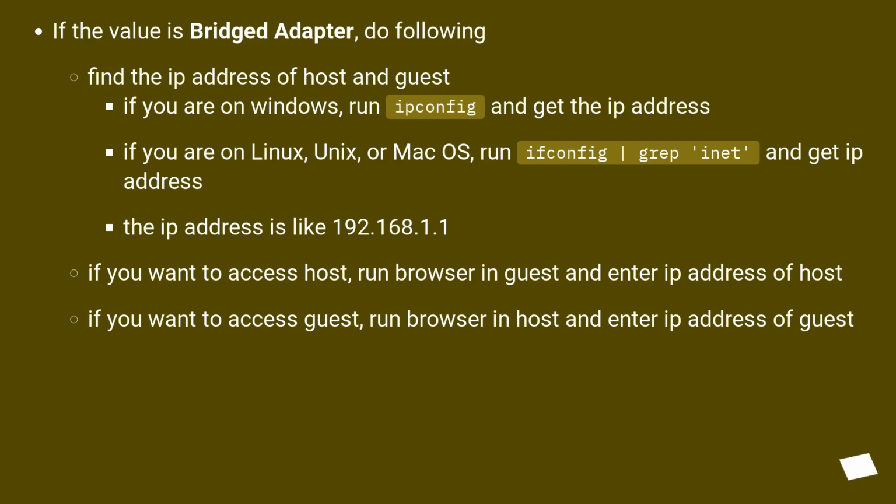If the value is Bridged Adapter, do the following. Find the IP address of host and guest. If you are on Windows, run ipconfig and get the IP address. If you are on Linux, Unix, or macOS, run ifconfig | grep inet, and get the IP address. The IP address is like 192.168.1.1. If you want to access the host, run a browser in the guest and enter the IP address of the host. If you want to access the guest, run a browser in the host and enter the IP address of the guest.